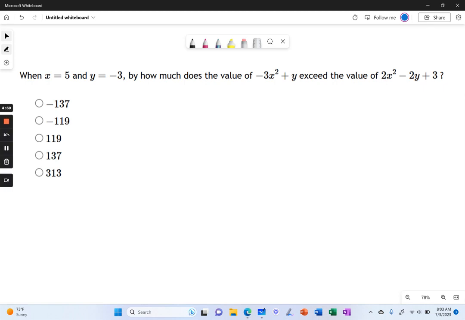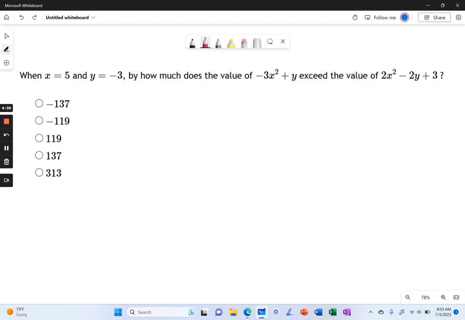There's two ways you can approach this problem. They're both good ways. One's quicker, so I'm going to focus on that one. Let's talk about what the sentence means here first, though. If you look at it, it says, by how much does the value of this thing exceed the value of this thing? In other words, how much is the value of this bigger than this by? Okay, so we need to do some subtraction here.